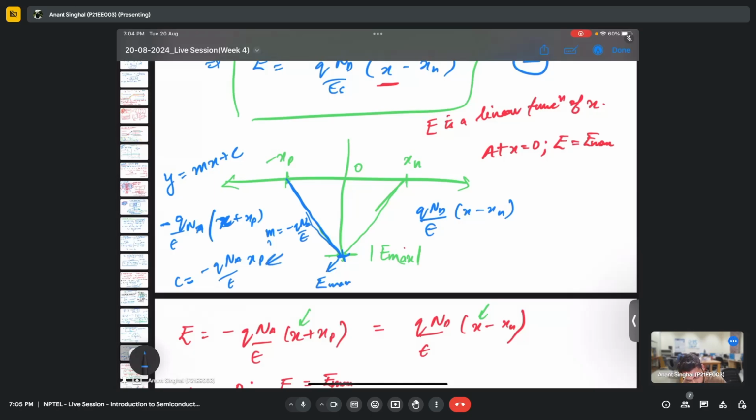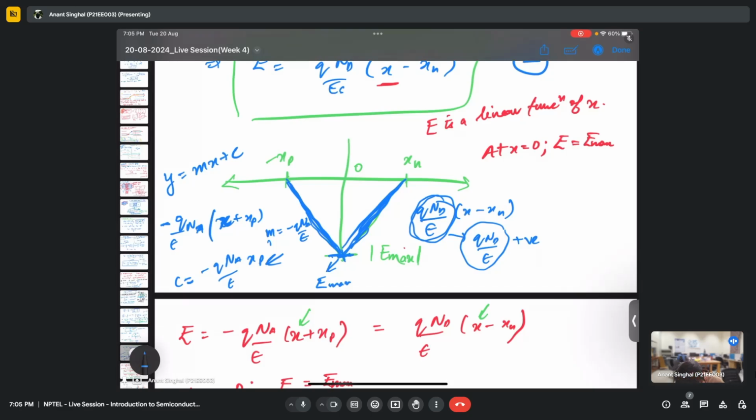Similarly for this other side, at 0 we have Q Nd by epsilon times minus xn, which is a negative intercept, and the slope Q Nd by epsilon is positive. So that is why we have a positive slope here, and here the slope is negative, so that is why we have a negative slope.